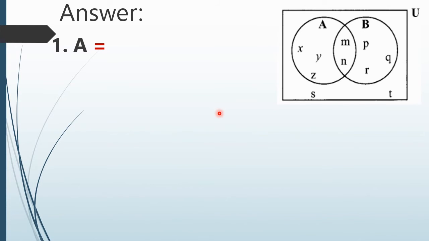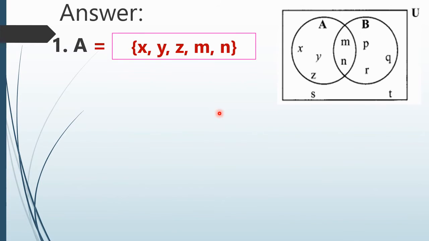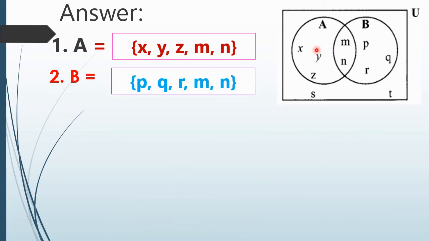So A is equal to, in curly brackets, X, Y, Z, M, N, curly bracket completed. Second, B is equal to P, Q, R, M, N. So B is equal to, in curly brackets, P, Q, R, M, N, curly bracket completed.